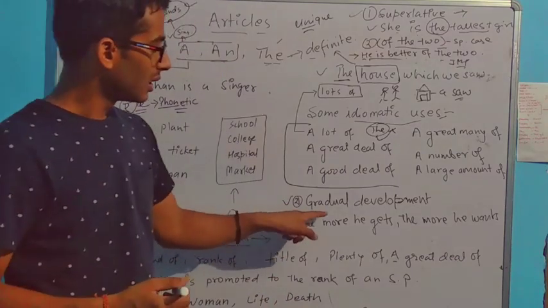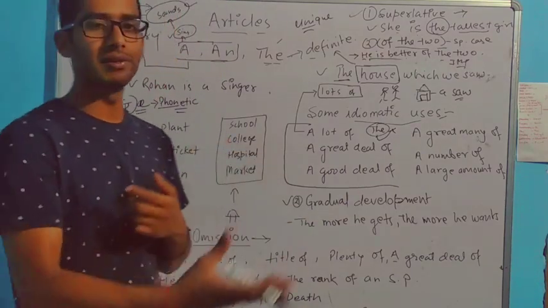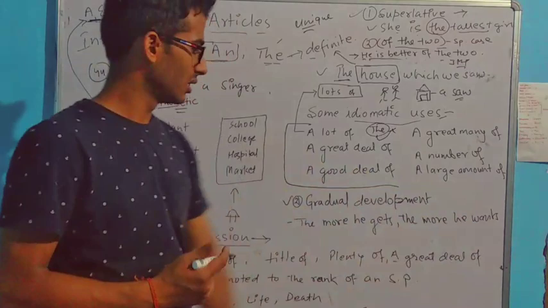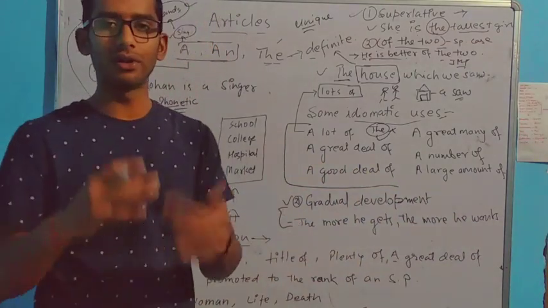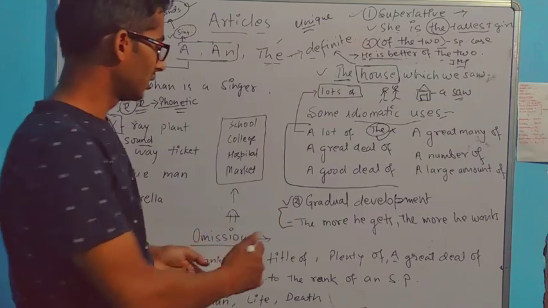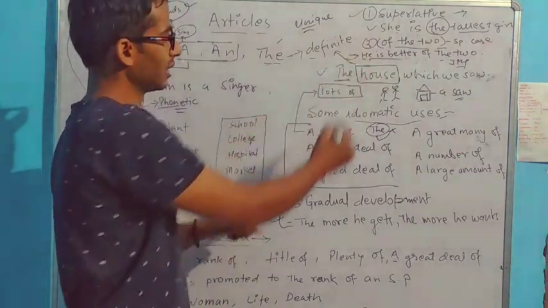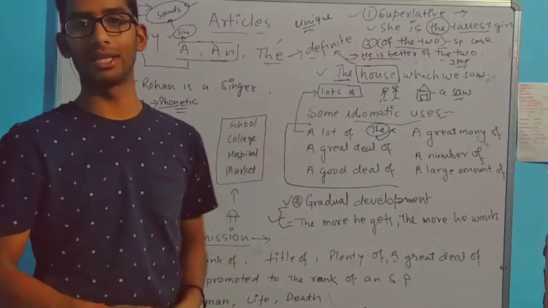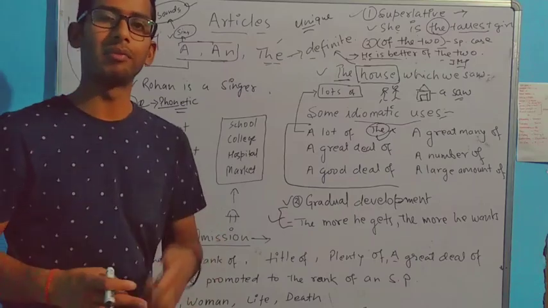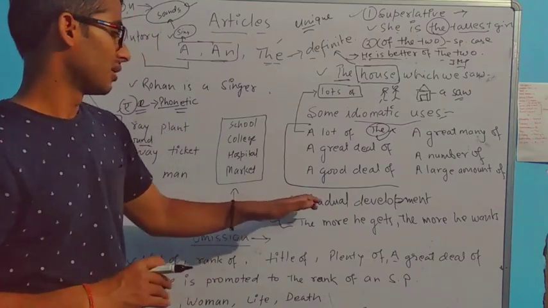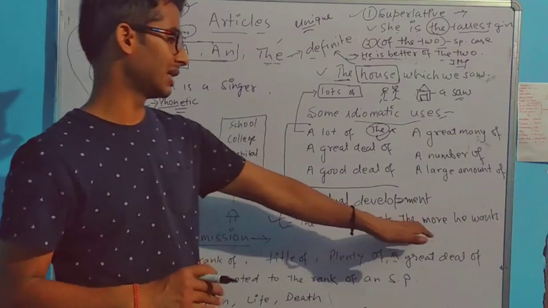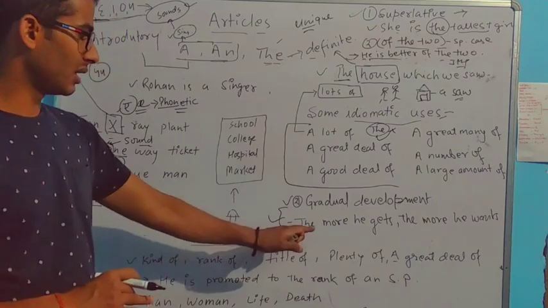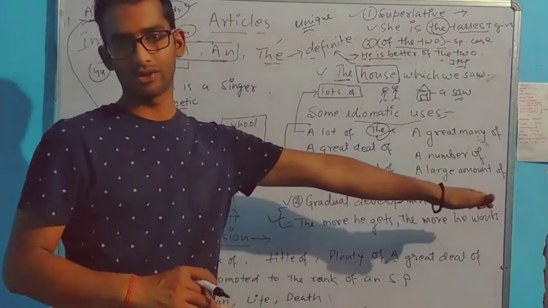Now let's come to the gradual development, or we can say relative development. The more he gets, the more he wants. And there is one shortcut I want to tell you. Just learn or mug up some sentences of each rule, and you will never fail to recognize the error. And you will always remember how to use the. Gradual development. The more he gets, the more he wants. Or you can say, the more we practice, the more we understand.